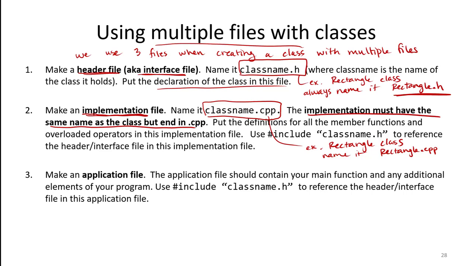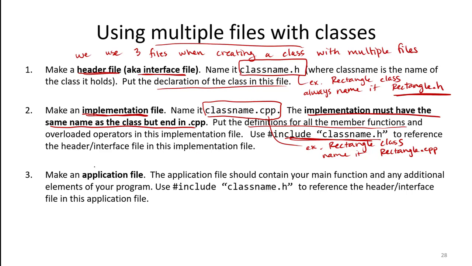When we say that we are implementing a class, that means we are writing all the code in that implementation file so that our class's functions will work properly. So it's very important that you remember to put all your function definitions inside that implementation file. And one other thing you need to do is use include classname.h to reference the header file inside the implementation file. That include header will give the compiler a heads up that it needs to remember to reference that header file for all your function definitions.